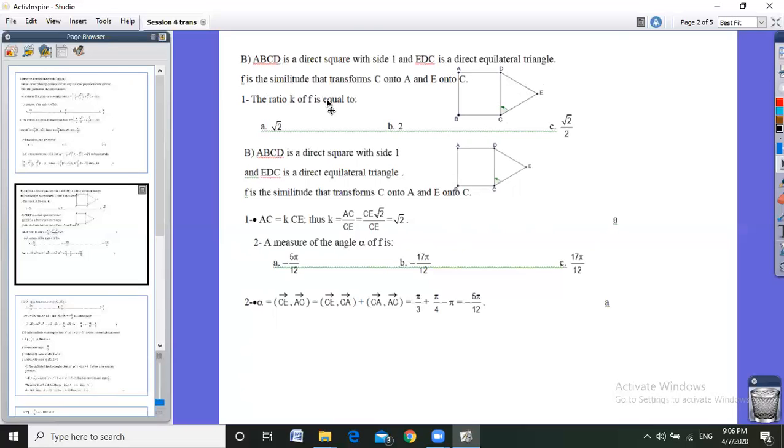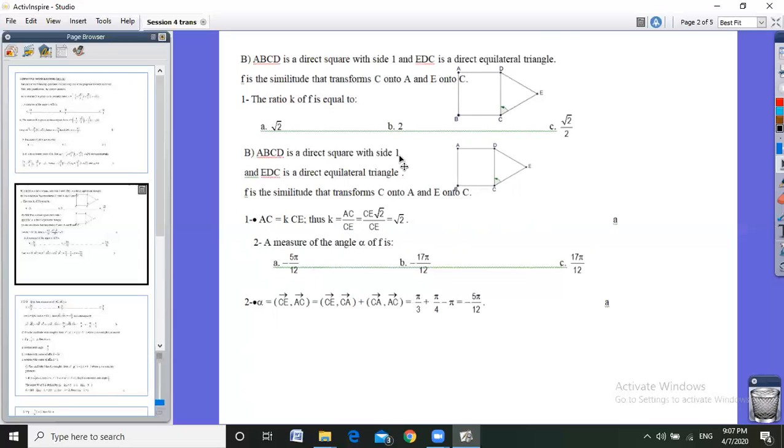F is a similitude that transforms C onto A. That is, A is the image of C under F, and C is the image of E under F, this is given. F is a similitude that transforms C onto A and E onto C. The ratio K of F is equal to, to find the ratio K of F, we have AC equals K times CE.